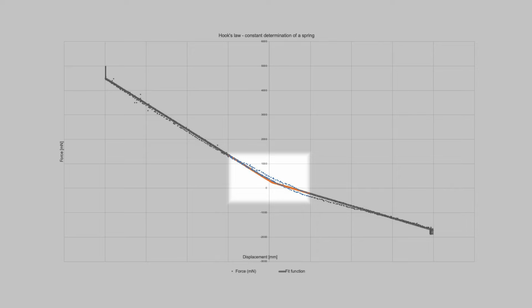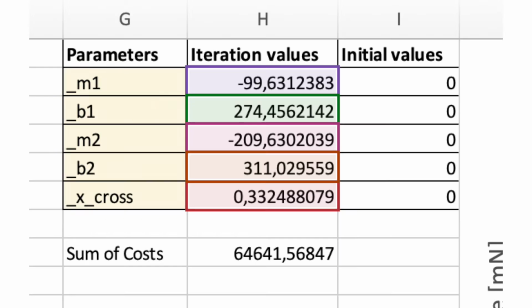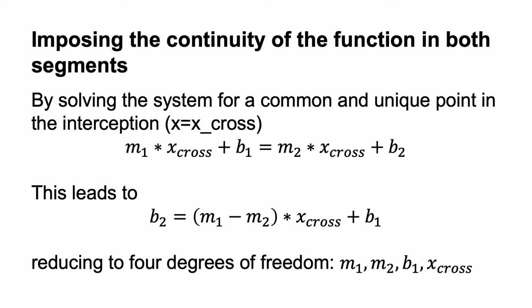If we consider now the x-cross, the point where the two lines coincide, we will have 5 degrees of freedom to match a good piecewise adjustment: two slopes, two offsets, and the x-point. But we need to guarantee the function's continuity at the x-cross. That's why we will lose 1 degree of freedom, and one of the offsets, for instance, has to be redefined according to this requirement. Now we will end up with 4 parameters to be adjusted, for example, M1, M2, B1 and the x-cross.